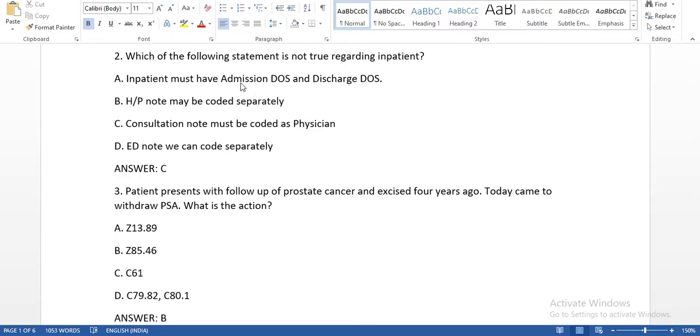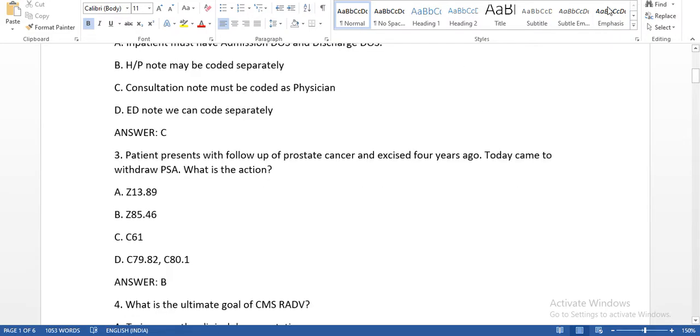If the consultation date is not in between the admission DOS and discharge DOS, we can consider it as hospital outpatient service. So the statement that consultation note must be coded as physician is not like that, and that's why this answer is incorrect. Why? Because for a consultation note we need to base the code on the admission DOS and discharge DOS. If it is between admission and discharge DOSs, we can code it as inpatient stay. If the consultation note date is outside of these dates, we can code it as hospital outpatient services. So here our answer is C.